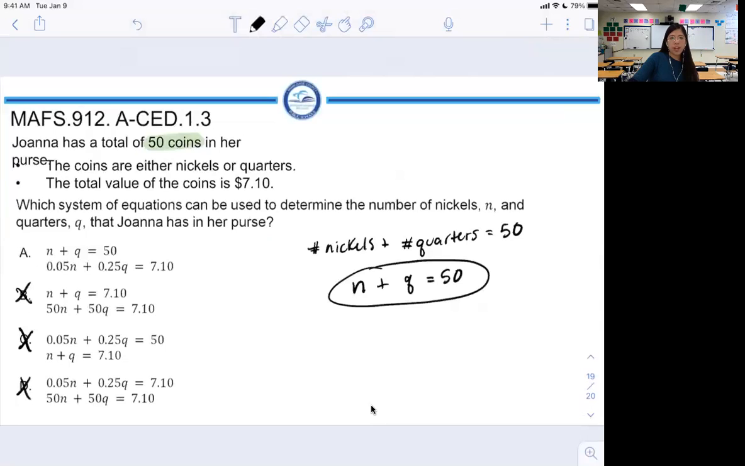Now, just to double check, I can also just see if A makes sense. A is saying that 0.05 times the number of nickels, okay, that tracks because nickels are 5 cents, plus 0.25 times the number of quarters, that also tracks because quarters are 25 cents, equals $7.10. That tracks because that's how much she has in her purse. So that was a lot easier than I even expected. Nice.